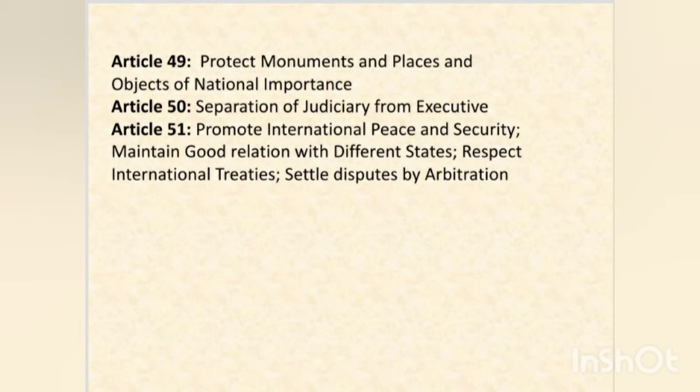Then we have the amendments. During the 42nd Amendment in 1976, four articles were inserted. The first one is Article 39, which is the adequate means of livelihood and equal pay for equal work. Article 39A, that is free legal aid. The next is Article 43A, which is for the participation of workers in the management of organization of industries.